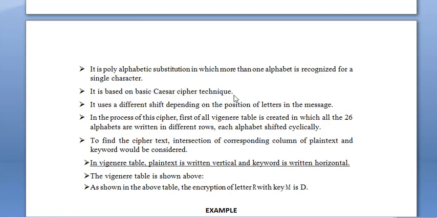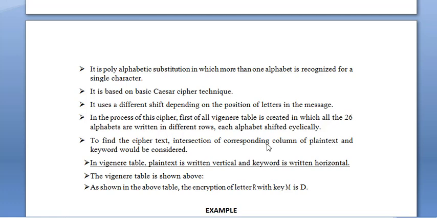It is based on the basic Caesar cipher technique. It uses different shifts depending on the position of the letters in the message. In the process of cipher, first of all the Vigenere table is created in which all the 26 alphabets are written in different rows. Each alphabet is shifted cyclically. So here we have to make a 26 by 26 matrix in which each alphabet is shifted cyclically.